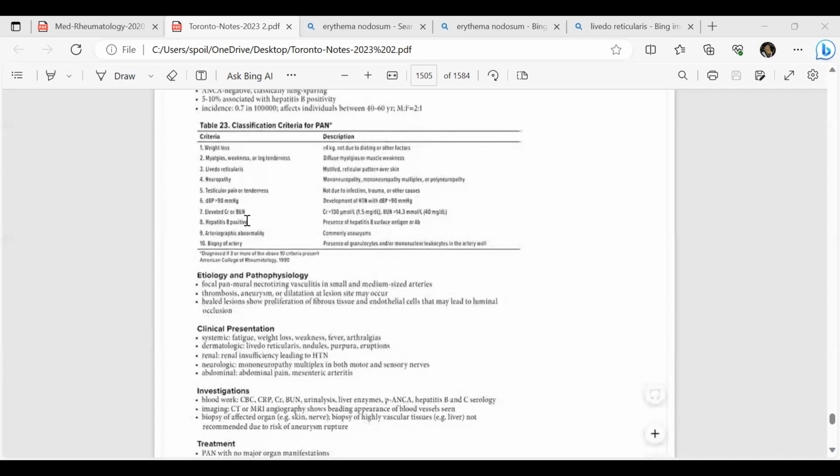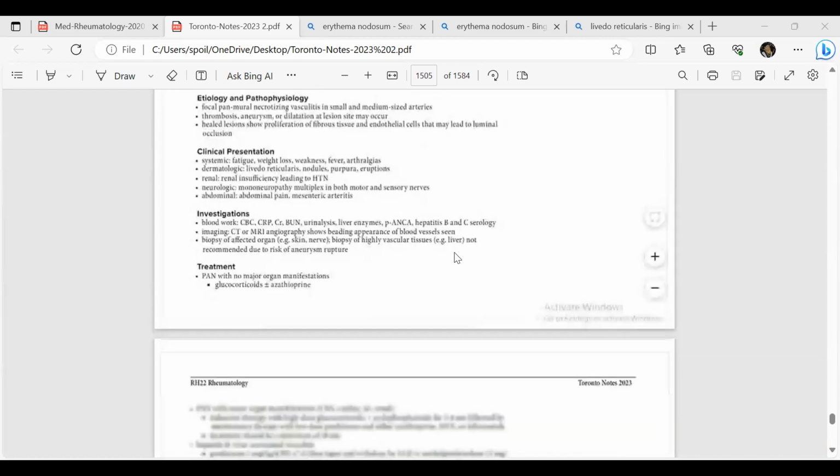90, elevated creatinine or urea nitrogen, hepatitis B positive, arteriographic abnormality, meaning aneurysms will be there, or biopsy of the artery which shows the presence of granulocytes and/or mononuclear leukocytes in the artery wall.